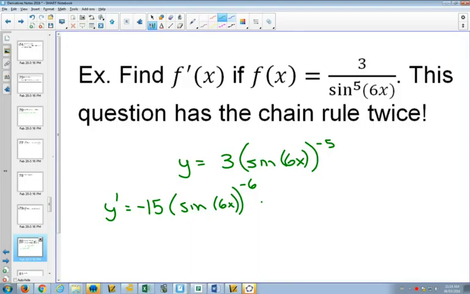Then we're going to multiply by the derivative of the inside function. The inside function is the sine 6x. It has a chain rule as well, because the sine is on the outside and the 6x is on the inside. So if we do the derivative of the outside function first, that will be cos, and keep the 6x the same. And finally, we have to do the derivative of the last inside function, which is a 6x. So we'll have to multiply by 6 in the end.